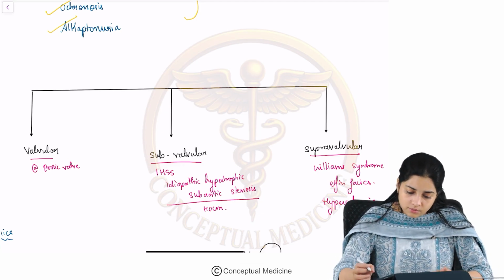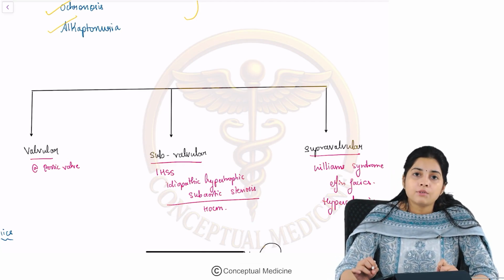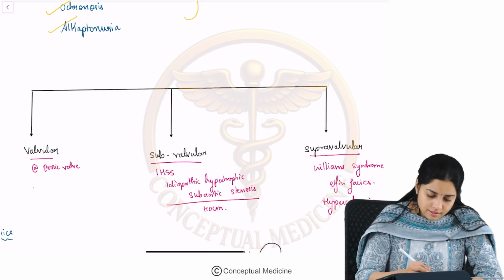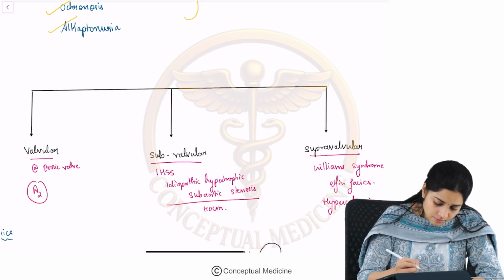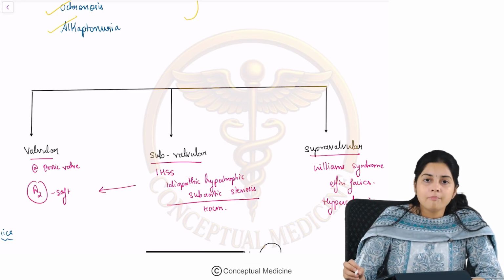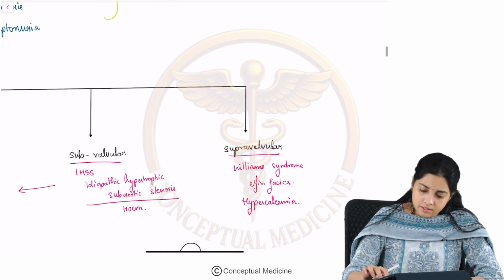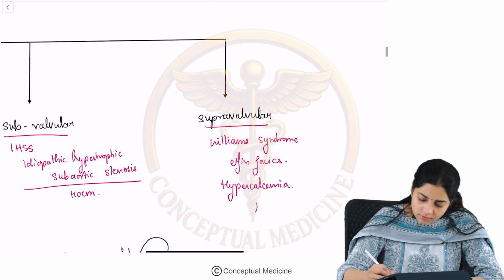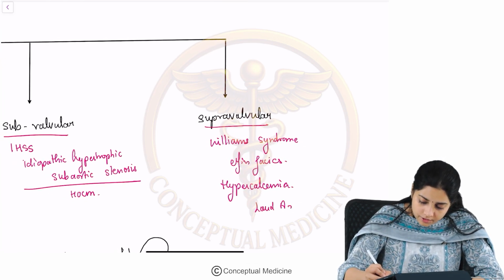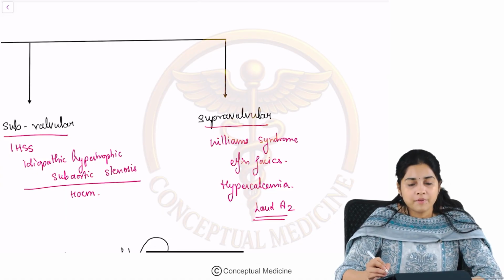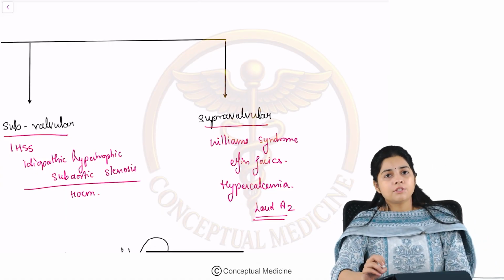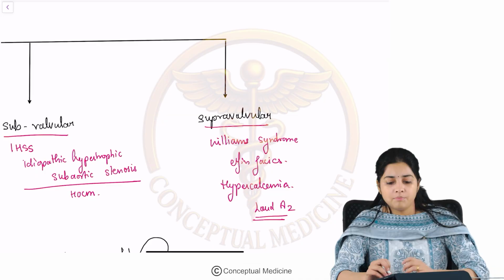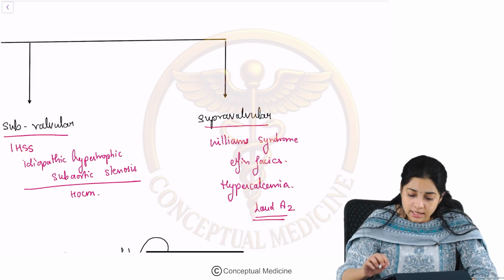In valvular aortic stenosis, what is the second heart sound? The second heart sound A2 is soft in valvular as well as subvalvular aortic stenosis. A loud second heart sound is found in supravalvular aortic stenosis. Another characteristic feature that you have to remember about supravalvular aortic stenosis is the Coanda effect.